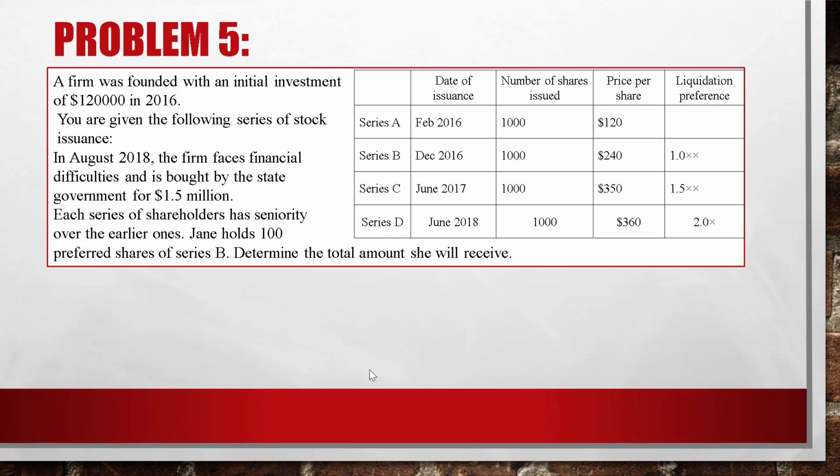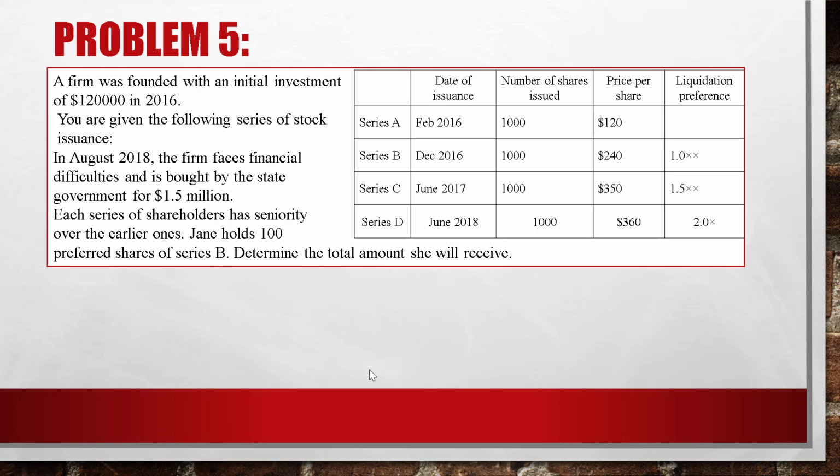The last problem. A firm was founded with an initial investment of $120,000 in 2016. You're given the following series of stock issuance. In August 2018, the firm faces financial difficulty and is bought by the state government for $1.5 million. A series of shareholders has seniority over the earlier ones. Jane holds 100 preferred shares of Series B. Determine the total amount she will receive.